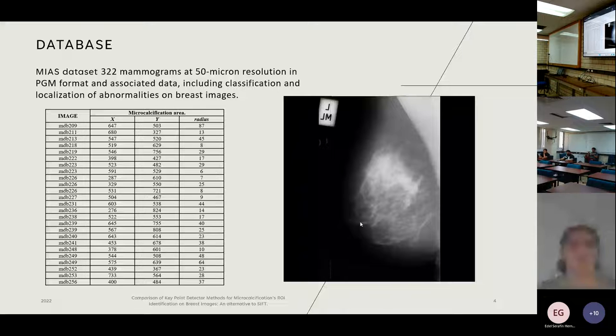For this work, we use the mini-MIAS database that contains 322 mammograms at 50 micron resolution in PGM format and associated data. This includes the classification of the abnormality of the image. This specific database covers calcifications, asymmetry, masses, and other things, and the localization of abnormalities on the breast. Thus, we take just 25 images where there are microcalcification areas. Those images are listed in the table. On the right side, we can see image MDB-209, the first image that we use, and it's an example of how our database is constructed.